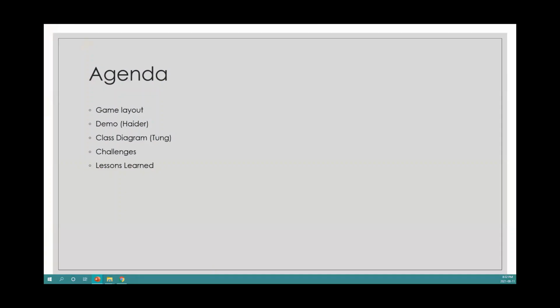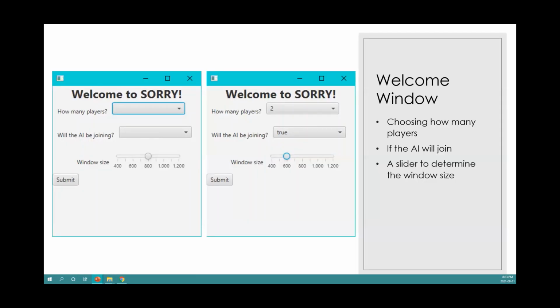I want to quickly go through the agenda for today. We have the game layout, just kind of the windows you'll see when Hader does his demo. And then Hader, during his demo, will show us both the text application, how that still works, and the GUI application and how that works and how they work the same. Then Tung will go into the class diagram and he will show you what we've changed since the last iteration. From there, we're going to go into a few challenges that we encountered in this iteration and then lessons learned throughout the course.